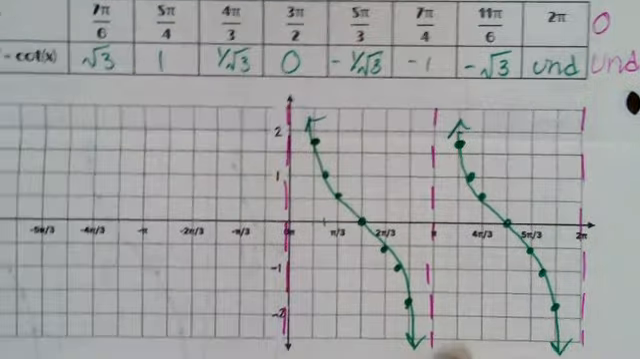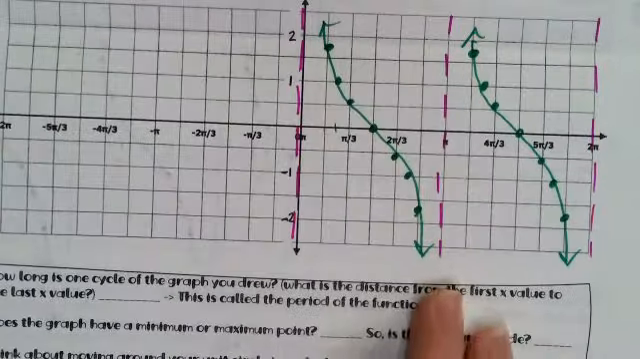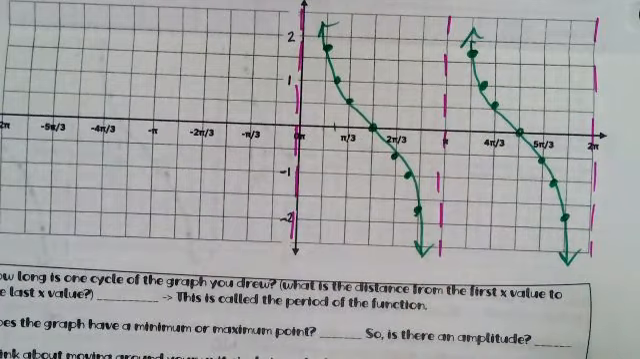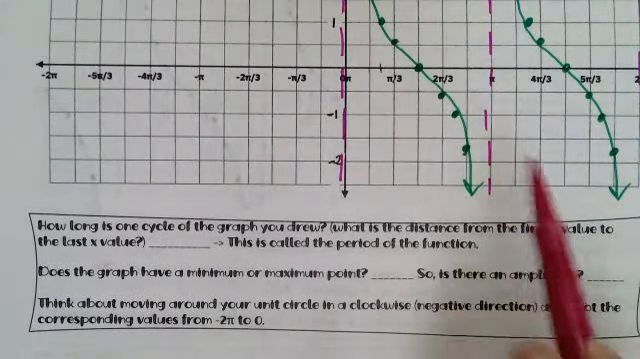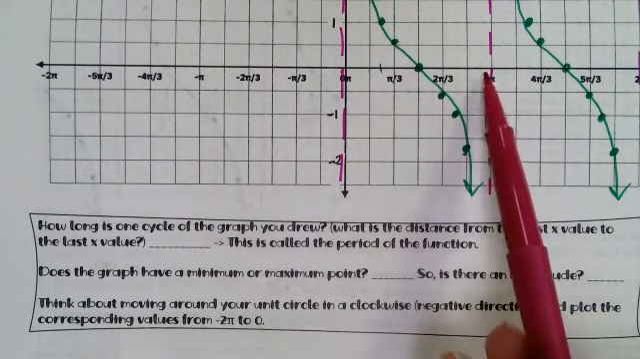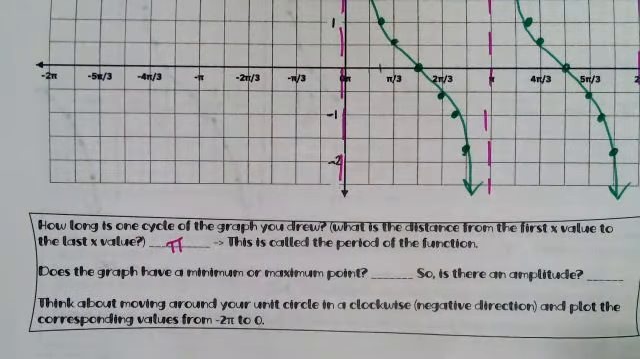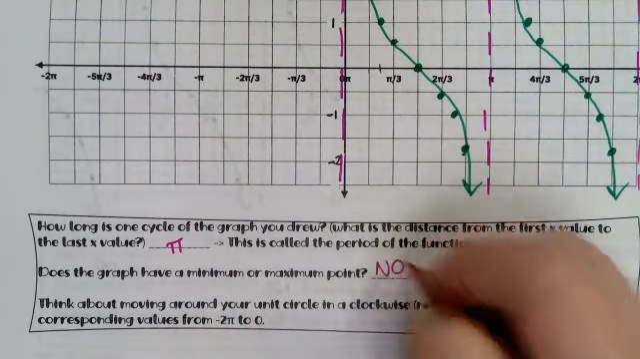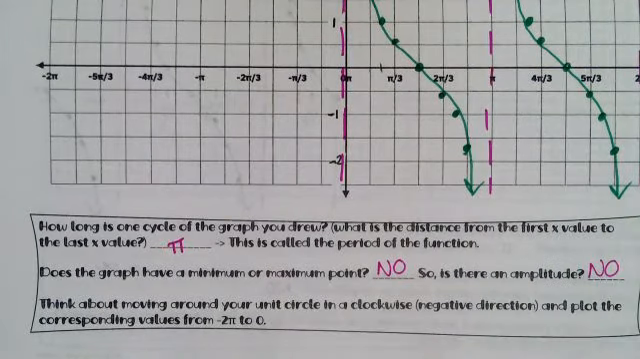Okay. These values can repeat themselves, so you just get an infinite number of this pattern over and over and over. They want to know how long one of the cycles is. Well, if you count from the beginning of one cycle to the end of it, that's pi units. So the period of cotangent is pi. There is no minimum or maximum point. And if there's no minimum or maximum, that means that there's also no amplitude.